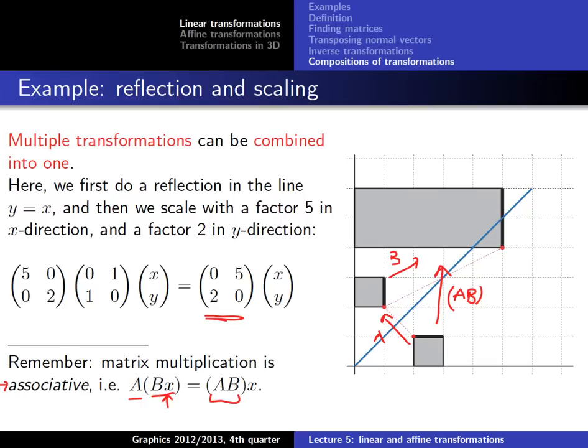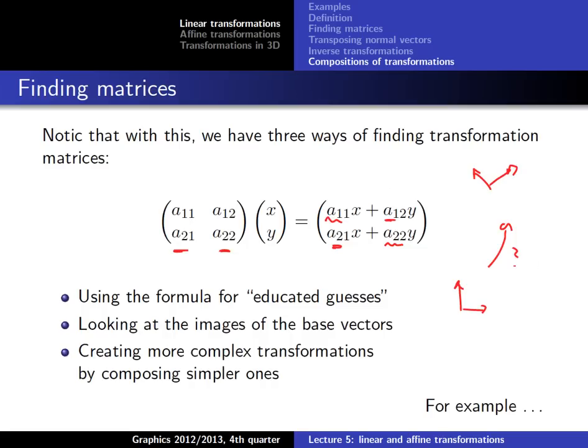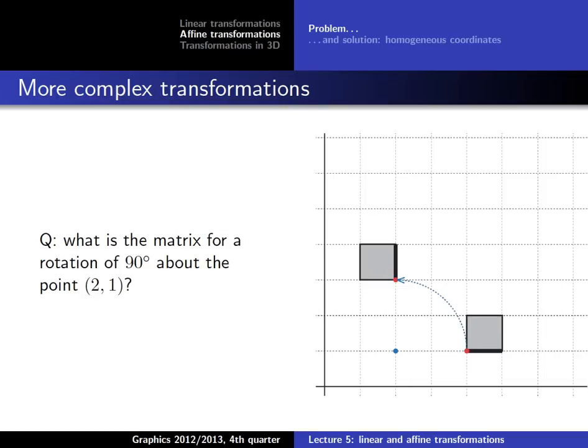If you want to make a very complex transformation, you can think about what kind of simple transformations you would need to make that more complex transformation. And then you say, okay, I know the transformation matrices of all these simple transformations, so I can just calculate this one more complex transformation matrix by doing the matrix multiplication of the simple matrices. That would then be a third way to come up with transformation matrices. And this is an example here.